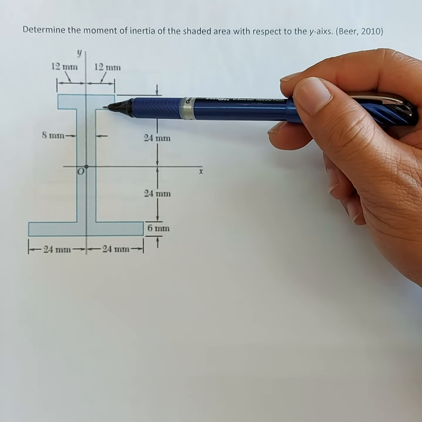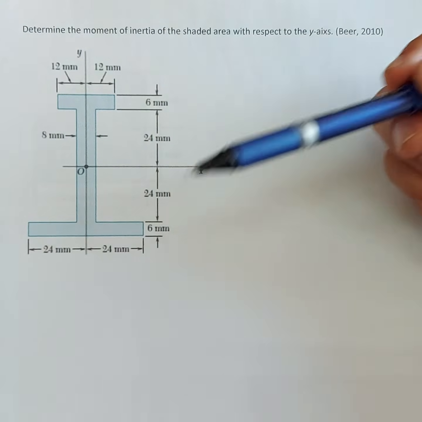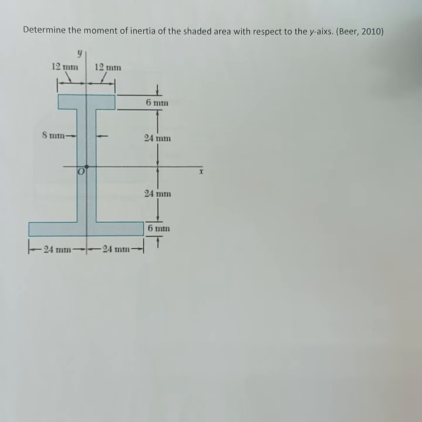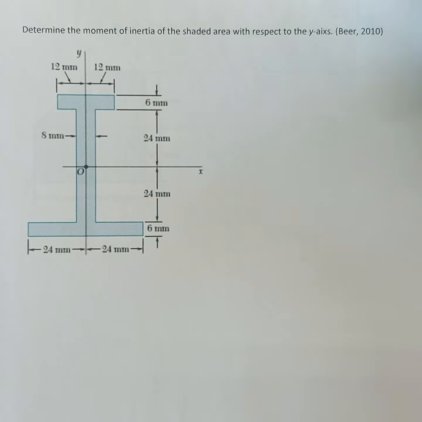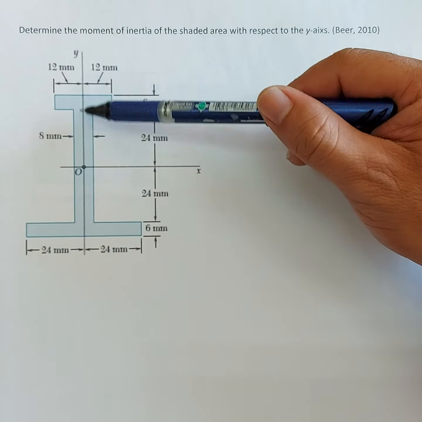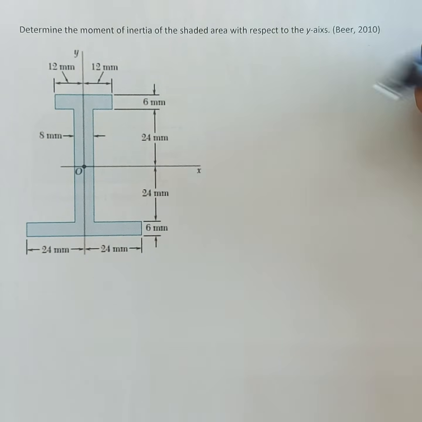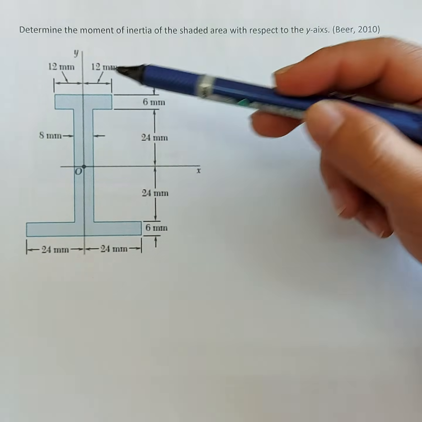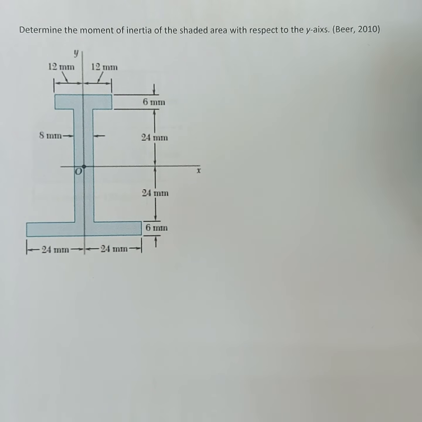Ito, mayroon tayong rectangle. Then yan, yung configuration niya. So how do you solve for the moment of inertia of the shaded area with respect to the y-axis? Ito yung y-axis natin. So obviously nasa center siya. So ang gawin natin, since we have a composite area, ang meron lang tayong formula ay yung mga regular shapes, rectangle, triangle, circle. Yung formula natin for moment of inertia.